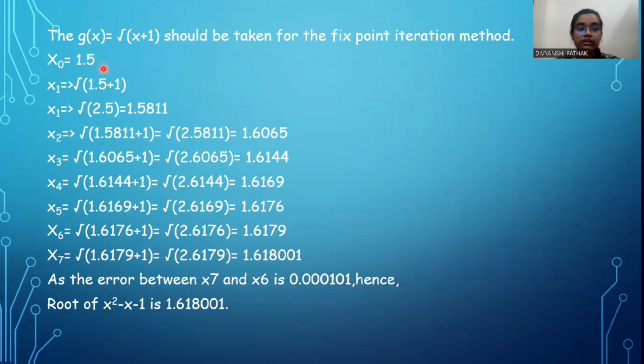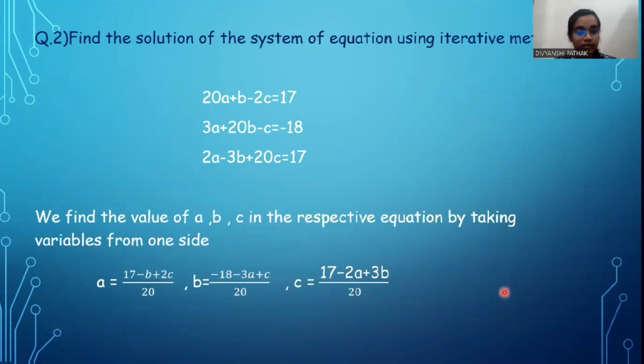As we have considered earlier, x naught is equal to 1.5, which is the median of 1 and 2. We will calculate the value of x1 by substituting x naught in the given g of x. So the value of x1 is 1.5811. Similarly, we will calculate the values of x till the 7th iteration. Here we see that the values of x6 and x7 are approximately the same. So our root for the polynomial x squared minus x minus 1 is 1.618001.